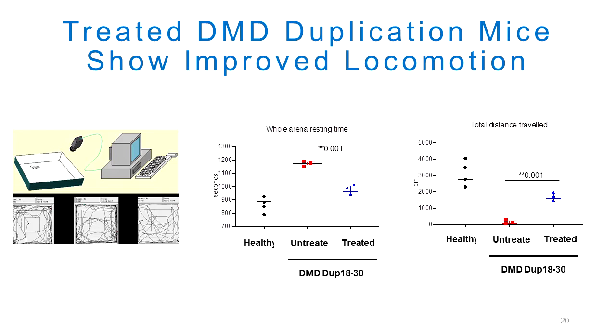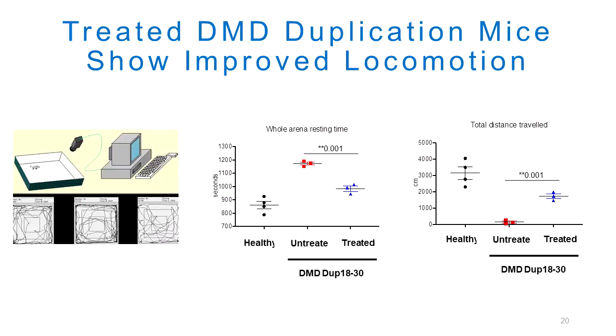If you look at the resting time and compare healthy and duplication mice, you can clearly see that mice with duplication, they rest a lot more. They don't like to walk as much. But treated mice now, they rest less. So it's becoming comparable to the wild-type healthy mice.